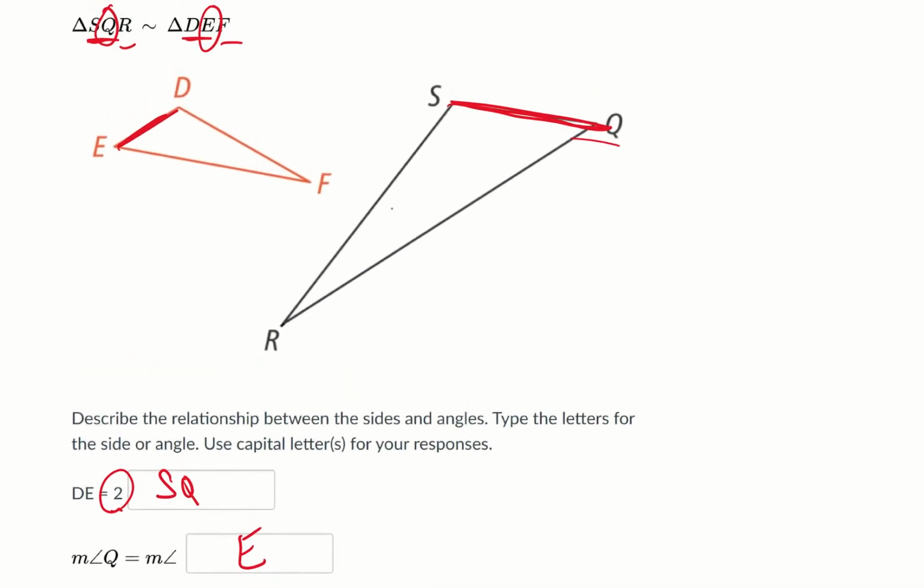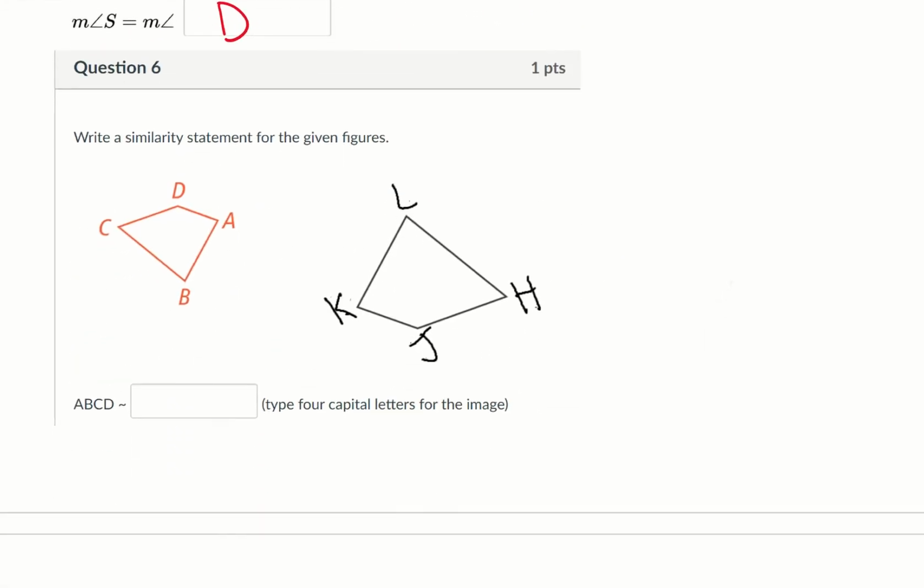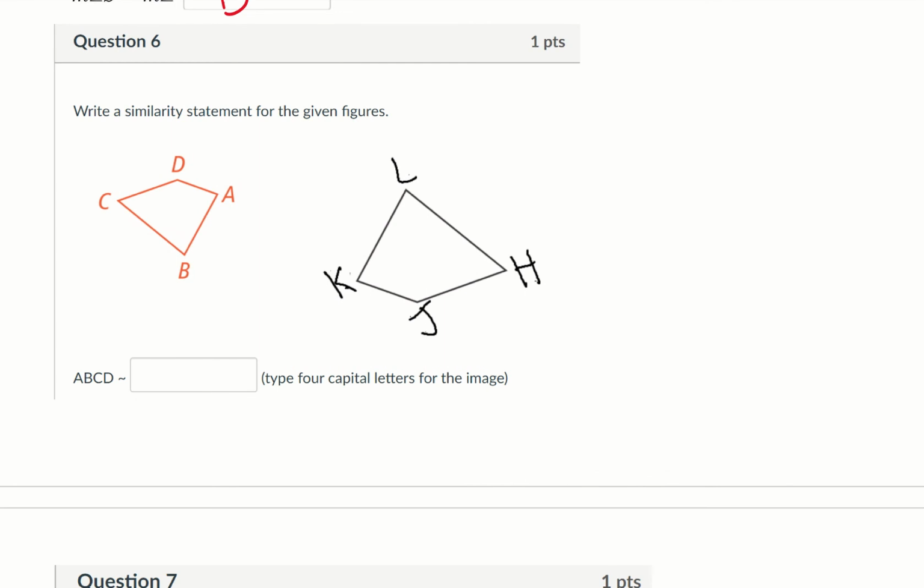Or in this case, a half, since you're going from here to here. So question 6, write a similarity statement for the given figures. So again, using the information that we know from the two diagrams, we can get these diagrams to essentially line up. And if we get the diagrams to line up, then we can state which ones are similar to which ones. So let's go ahead and get these to line up.